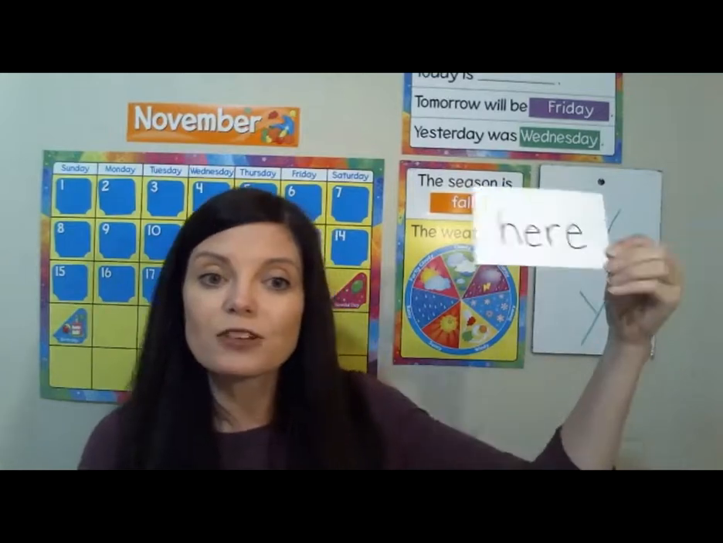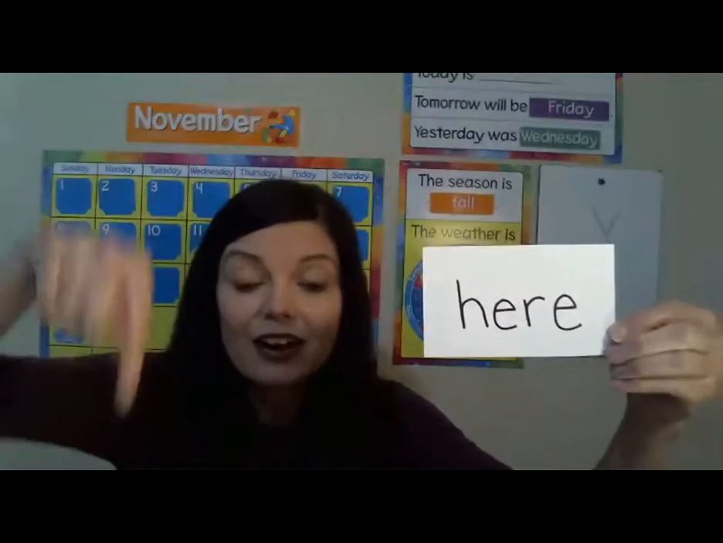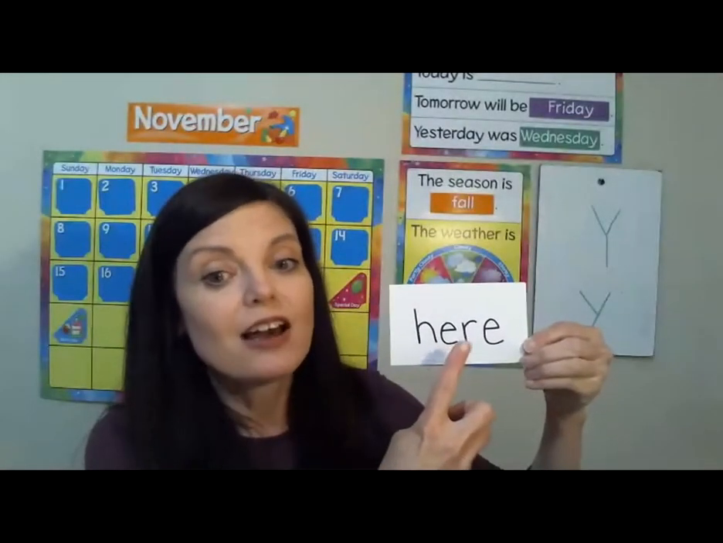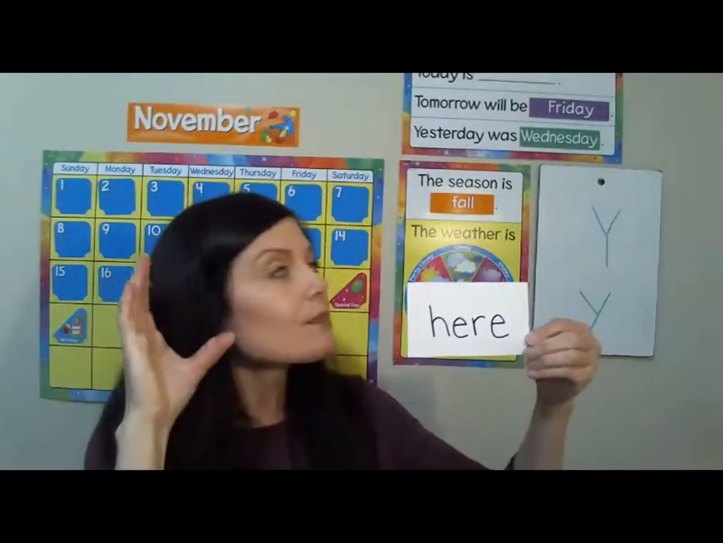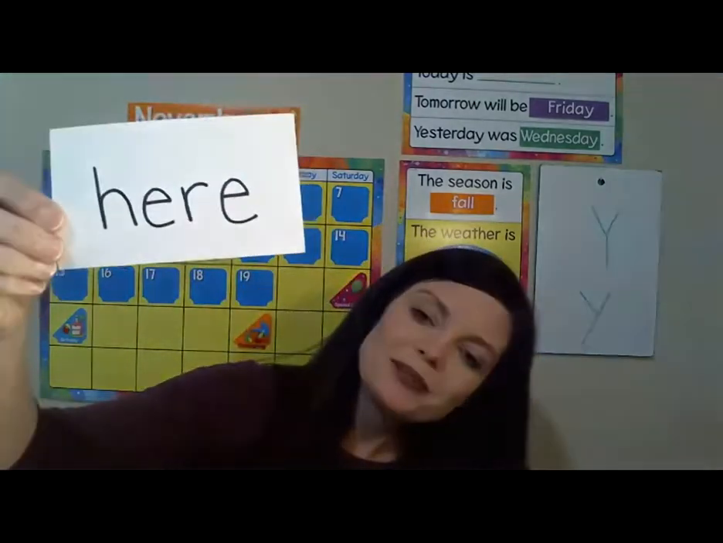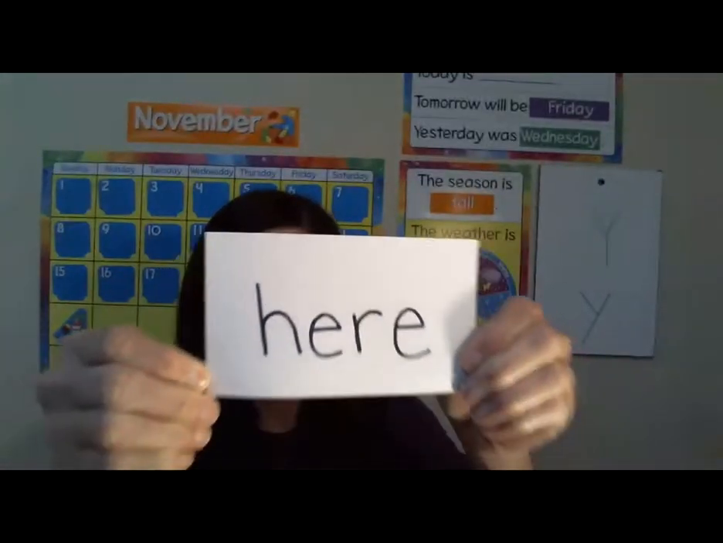R-E-D, red. I have another sight word for you if you're working on sight words. These are the pre-K adult sight words and the one for today is here. H-E-R-E. Here. What's this word? Here, let me move it over here. What's this word? Here. Let's make it come from the bottom. What's this word? Here. And let's let it fall from the sky. What's this word? It's here.